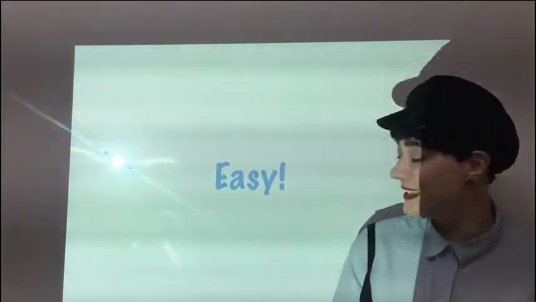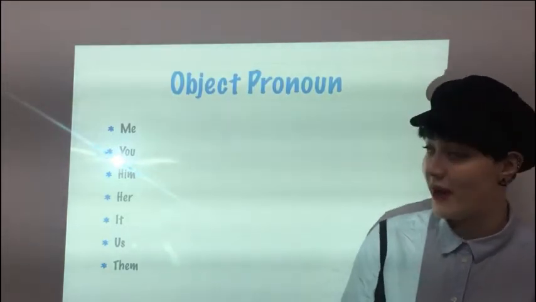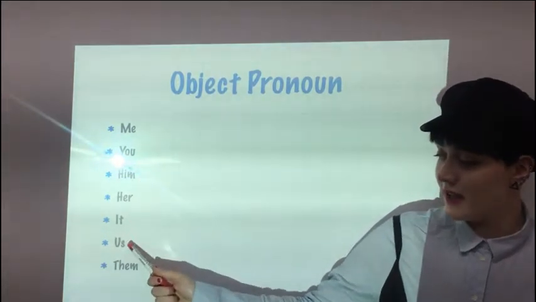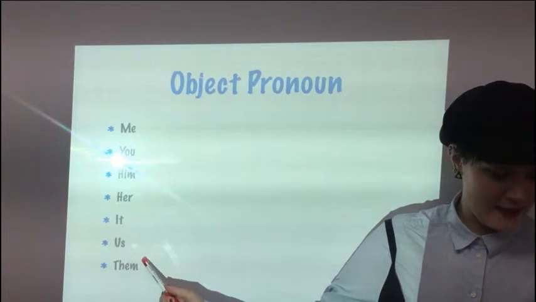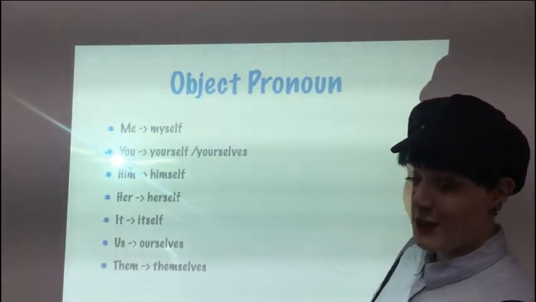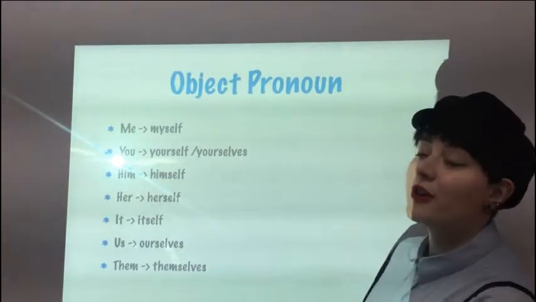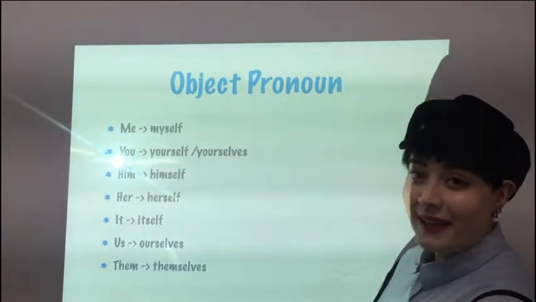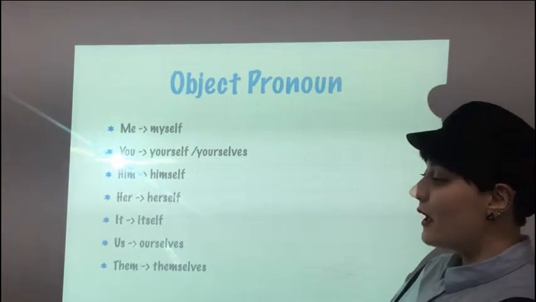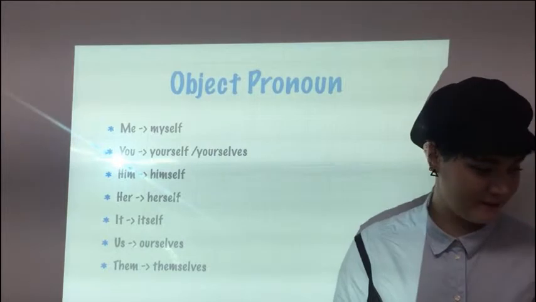Anyways, it's easy, right? So now let's take a look at our object pronouns. We have me, you, him, her, it, us, them. And then me goes to myself, you, yourself, or when we have many people we are addressing, yourselves. Him, himself, her, herself, it, itself, us, ourselves, them, themselves.